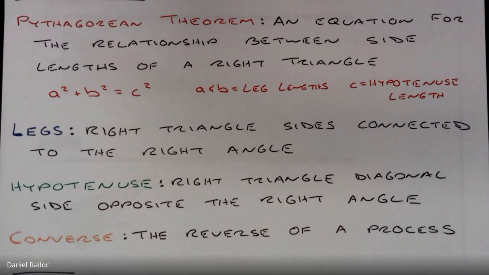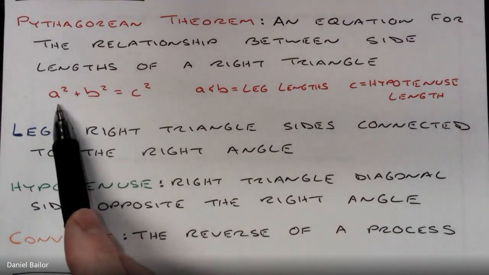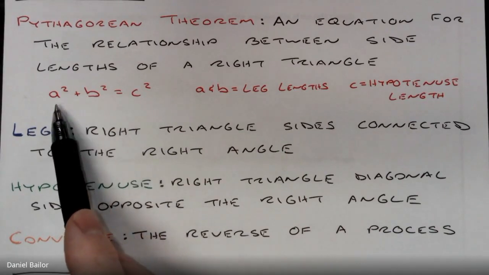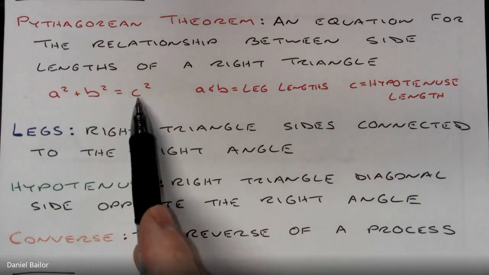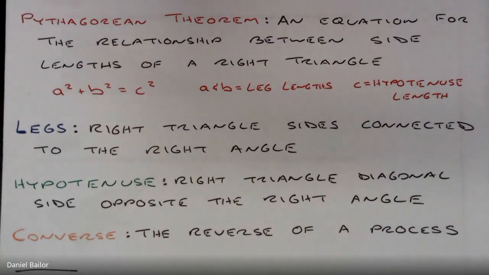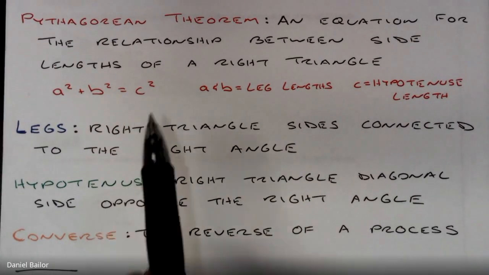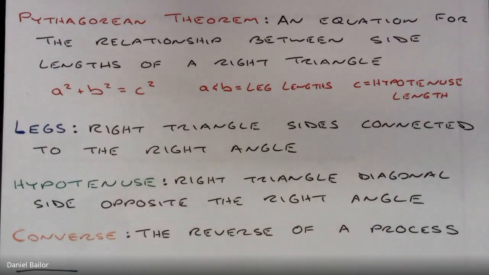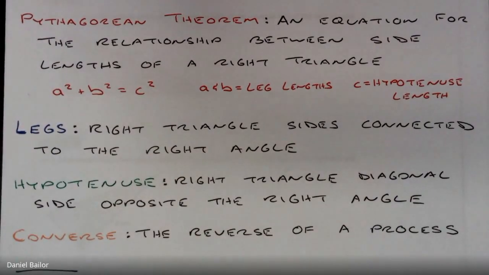Our last vocabulary term is converse. Converse is the reverse of a process. So the Pythagorean theorem, like this, that's in the standard orientation. This is the standard way we do it. We take the legs and we find the hypotenuse. The converse would be when you have a leg and the hypotenuse and you need to find the other leg. So converse is the reverse process of solving something, of doing something.